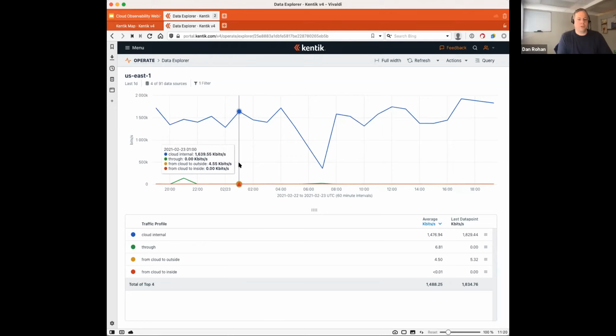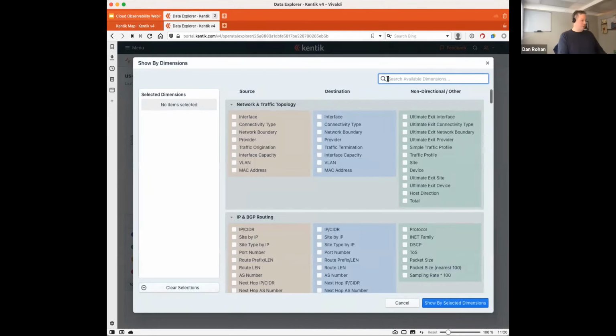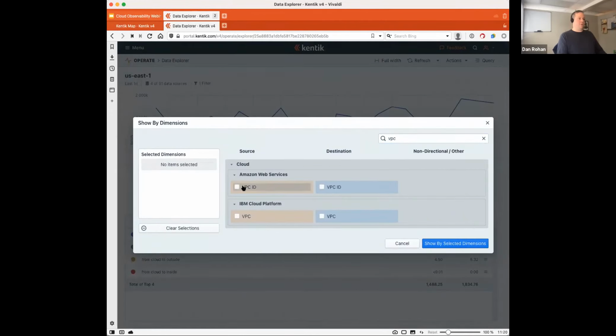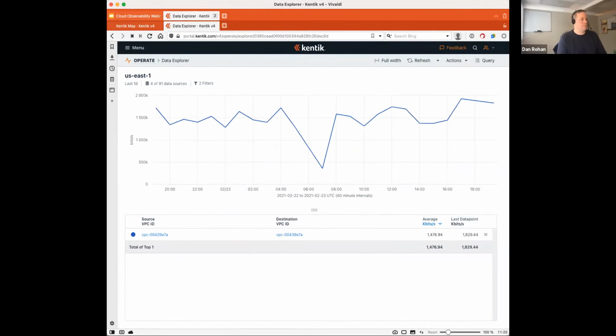So now let's drill into Cloud Internal and see what infrastructure was actually impacted. The way I'm going to do that is click on the options menu for this Cloud Internal row and say show by. And I'm just going to type VPC. In this case, I'm going to choose my source and destination VPC ID and show by those selected dimensions. Okay, so we can see here that our first answer is that this is one VPC talking to itself. So this is very much internal traffic. One single VPC is affected.